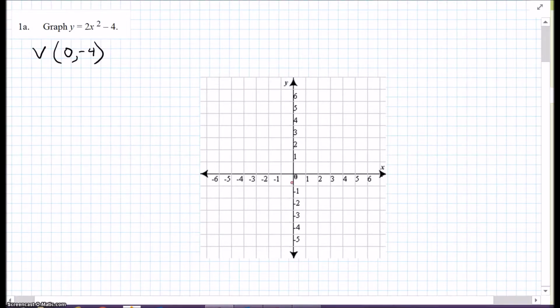We'll use red, 0, 1, 2, 3, 4. So we plotted 0, negative 4. I like to go ahead and label that. That's my vertex at 0, negative 4. Okay, now we just got to pick some x and y values.